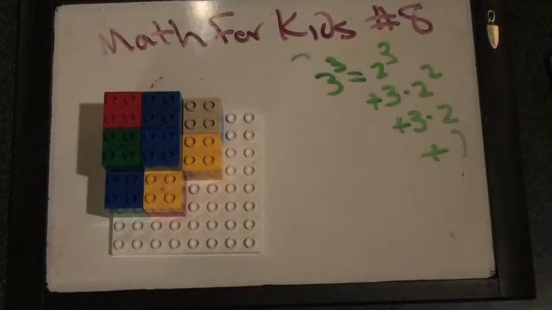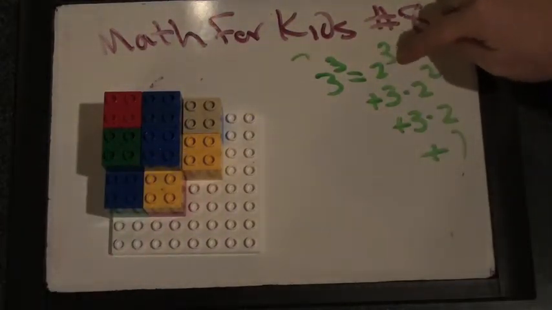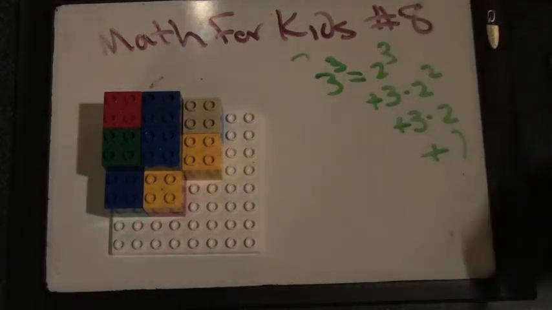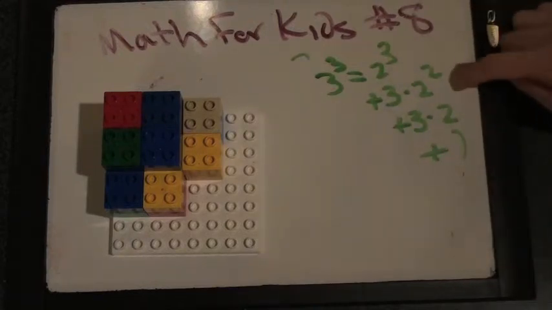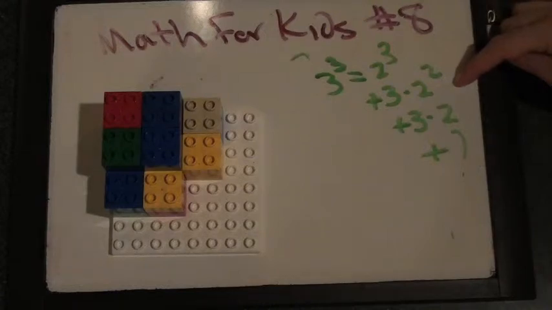Okay, what do we got to do next? We got our 2 cubed. We did 3 times 2 squared. What do we have to do now? We did our 2 cubed. We did 3 times 2 squared. What's next? We have to do 3 times 2.